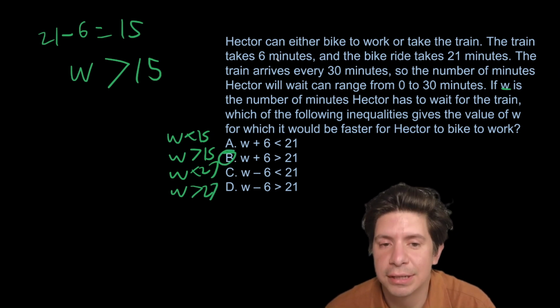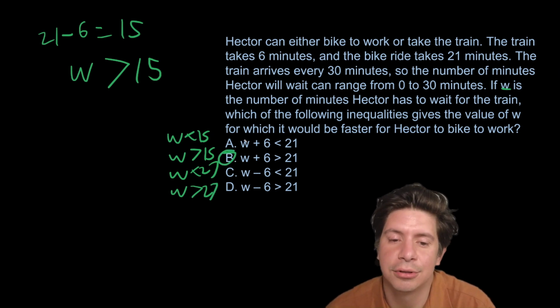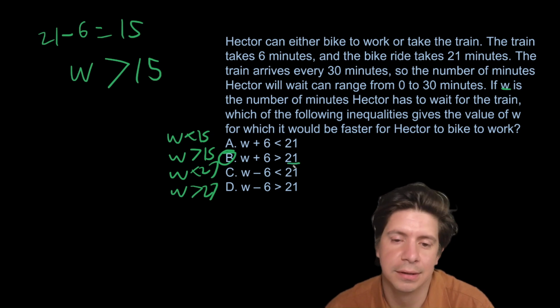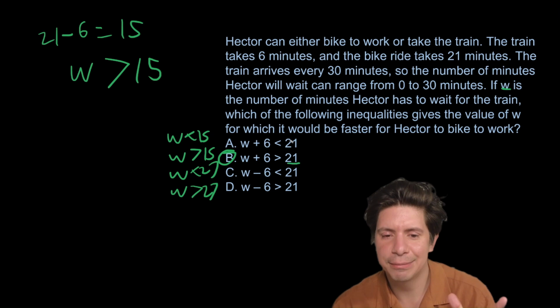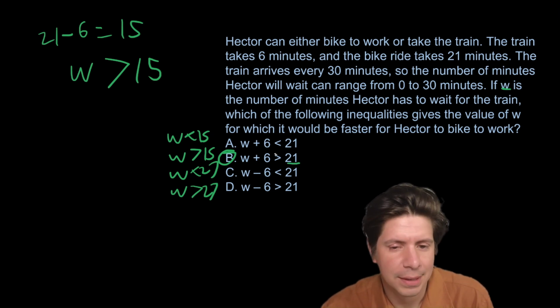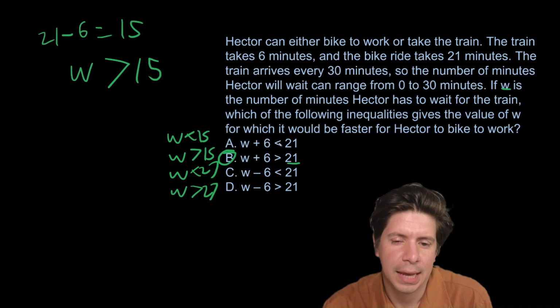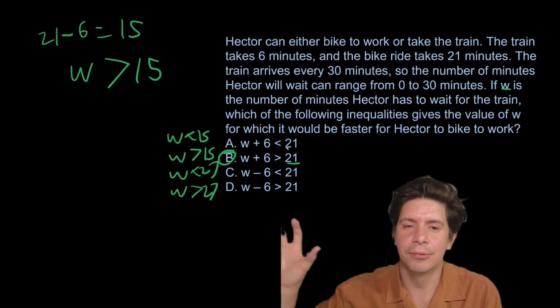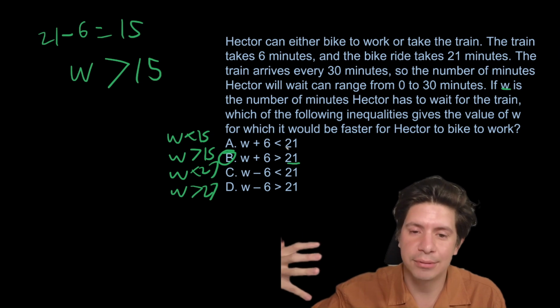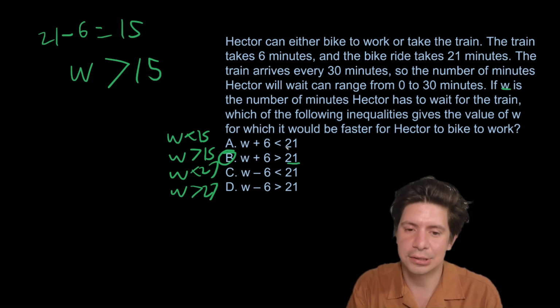We're using the 6 minutes from the train ride. We're going to add that onto the wait time and see if it's greater than or less than the 21-minute bike ride. Okay, so this one's very conceptual, but look at the answer choices first to guide you. That's what I did. They all look very similar. And then work from there and try to think about the real world implications to help guide you, right? It's not so abstract if you think about how it's actually working in reality.